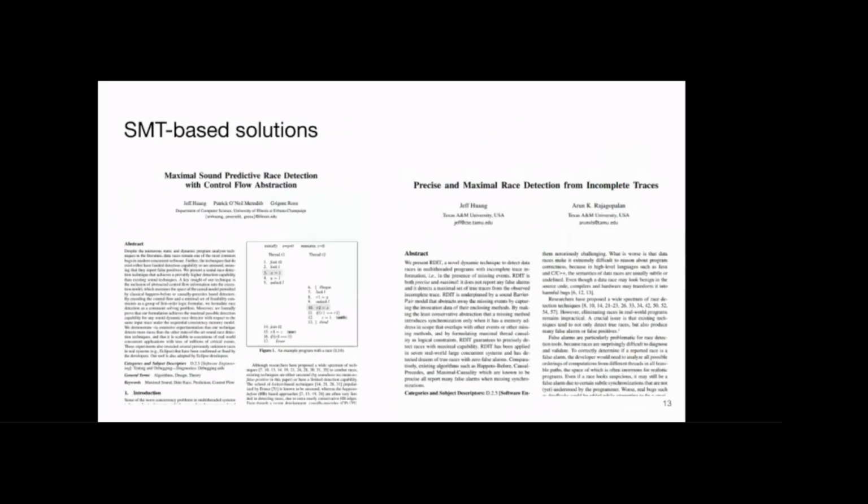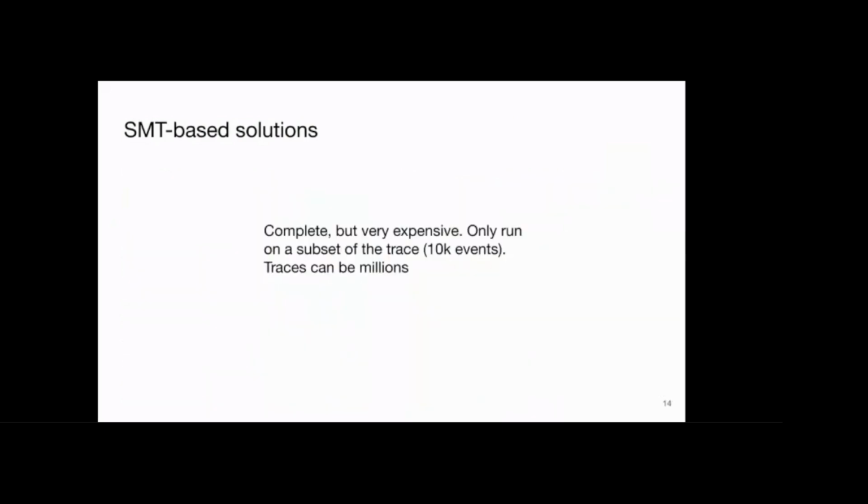Another method of solution that I want to touch on briefly are SMT-based solutions. What these do is they frame the race detection problem as an SMT formula and try to use solvers to determine if there are any alternate executions that can be racy. I'm going to go into a lot more detail on these later in the talk. Right now, I just want to mention them and plant the seed.